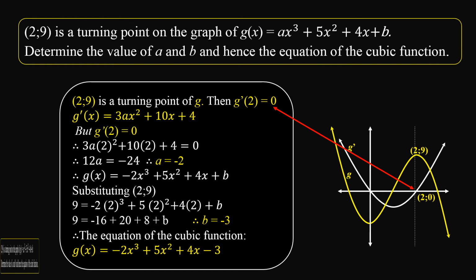The next is b. So we go for the value of b now. G of x equals minus 2x cubed plus 5x squared plus 4x plus b. Look for the possible point we can use. There is our turning point, (2, 9). So we substitute there. X is 2, y is 9. Just substitute very carefully. Then we simplify it and we solve for b. B equals minus 3. The equation of the cubic function, therefore, is g of x equals minus 2x cubed plus 5x squared plus 4x minus 3. Good question.